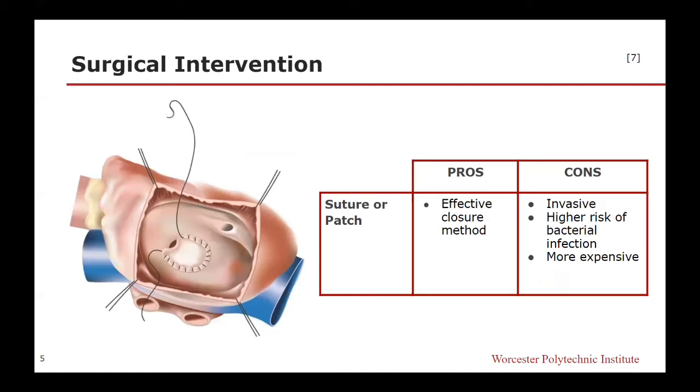For small, uncomplicated defects, the defect can be closed by direct suture. Larger defects usually require a patch repair. The patch can be made of either human or bovine pericardium, the sac that surrounds the heart, or synthetic materials such as Dacron or Teflon. Advantages of using surgical intervention is that it's an effective closure method that provides a sufficient seal. Disadvantages of surgical intervention are that the procedure is highly invasive, which increases the risk of bacterial infection and the cost of the procedure.